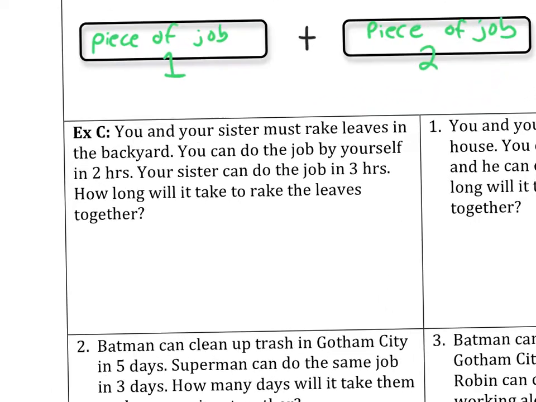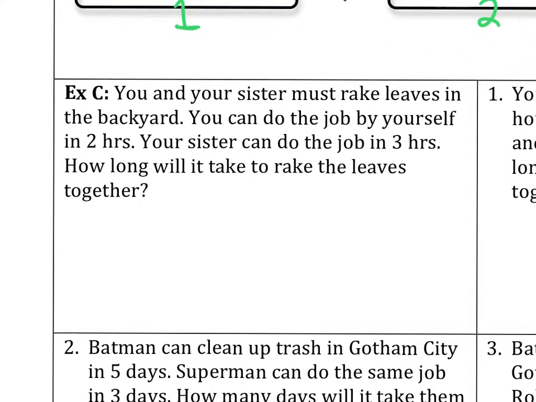So let's consider this one once again. You and your sister must rake leaves in the backyard. You can do the job by yourself in 2 hours, which means in 1 hour, I can do a piece of the job. In 1 hour, I can do half the job. In 1 hour, she can do 1/3 of the job.